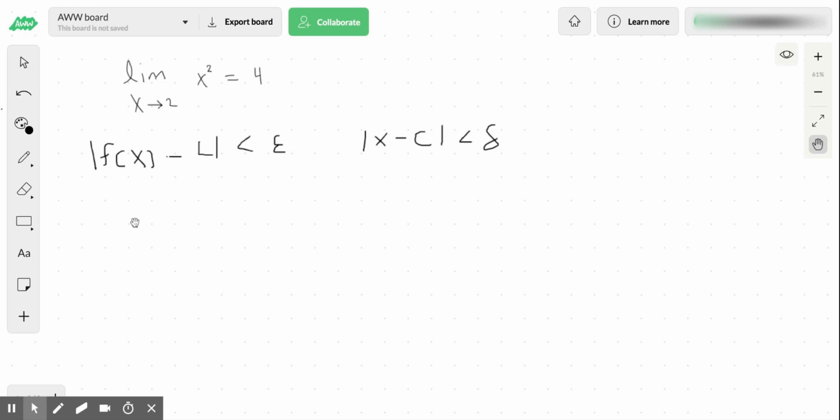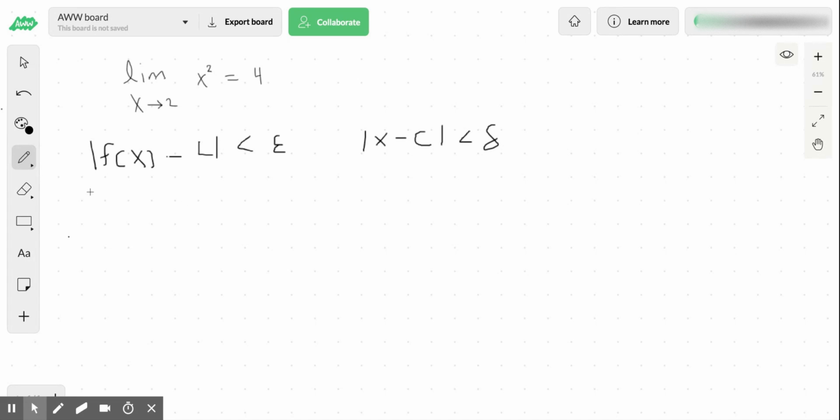Okay, so today we're going to be working with an epsilon delta proof, and we're going to be looking at the limit as x approaches 2 of x squared equals 4. So the two general equations that we must have memorized are that the absolute value of f of x minus L is less than epsilon, and the absolute value of x minus c is less than delta. So when we're going about solving these types of problems, it's very important to recognize that we know what f of x is, we know what the limit is, and we know what c is.